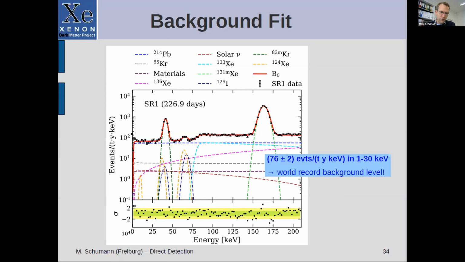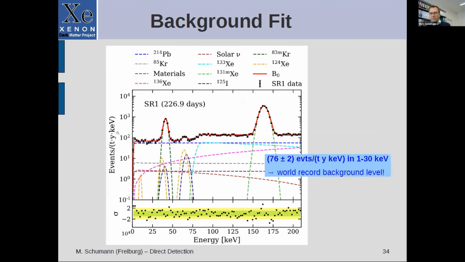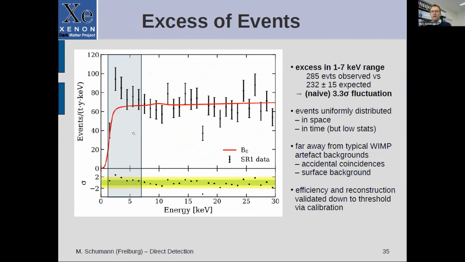But if you look very carefully, what you see here, at the lowest bins, there's an excess of events. This is important to note. The background model really takes into account this entire region here. It fits really everywhere besides at lowest energies. There's this excess in the 1 to 7 keV range. We observe 285 events. Well, we assume something like 230. So this is a simple, naive 3.3 sigma upward fluctuation.